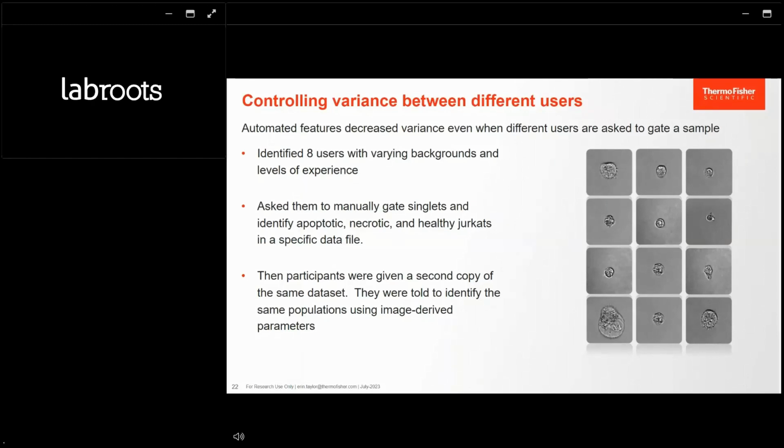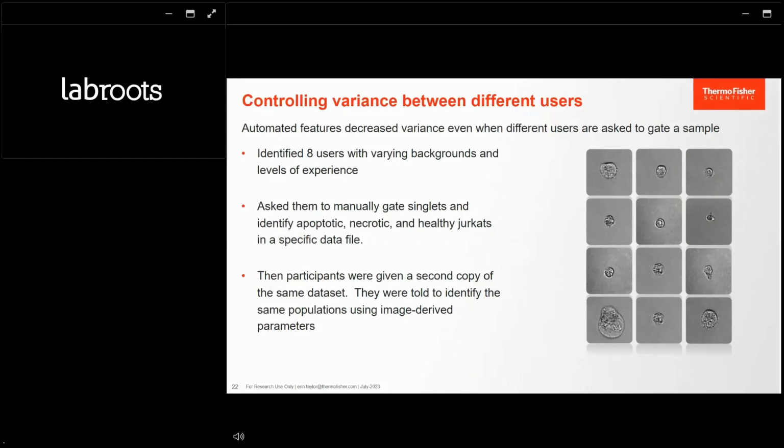So they identified 8 users with varying backgrounds and levels of experience. This is really important because we wanted to have this variation, so we weren't just relying on users who were all trained the same way and had the exact same number of years of experience. We wanted people who were newer as well.